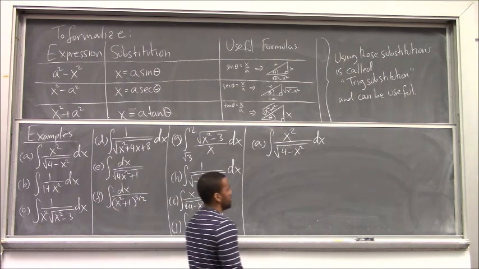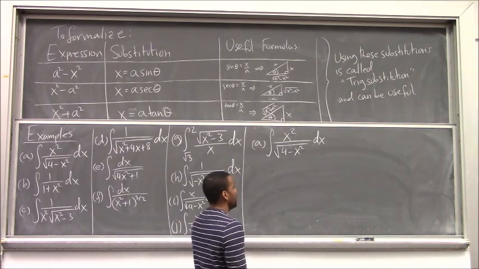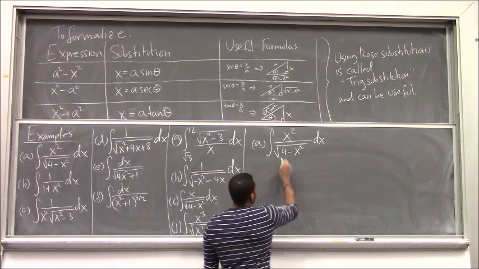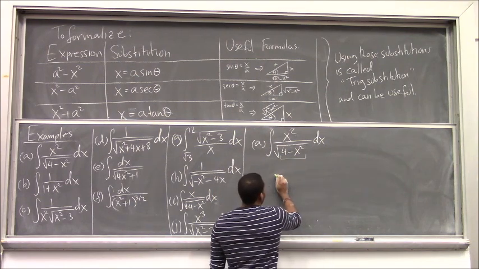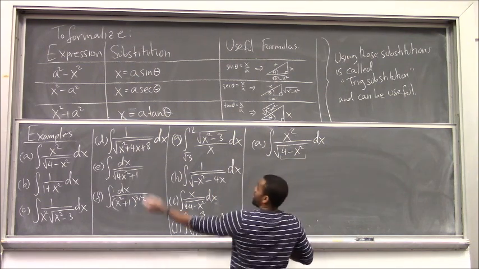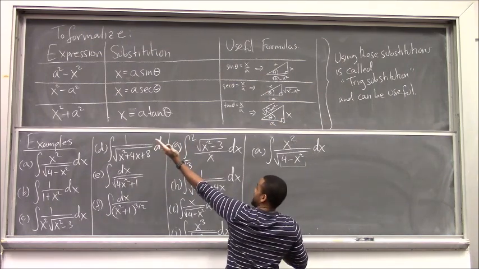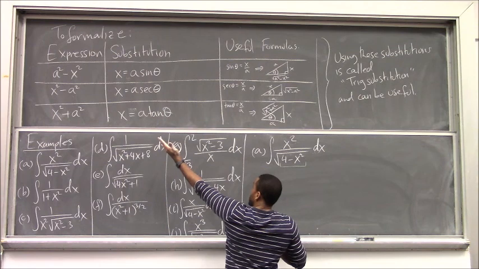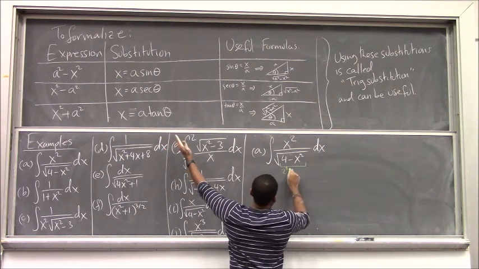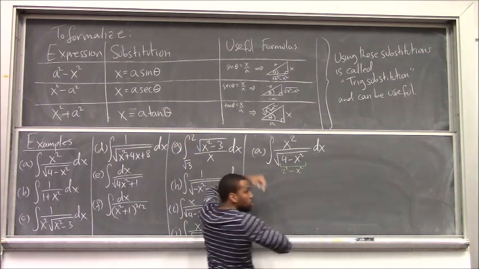So now what you notice is that this 4 minus x squared here can actually be thought of as one of those expressions. Which one? A squared minus x squared. This is like 2 squared minus x squared, right? Your a is 2.